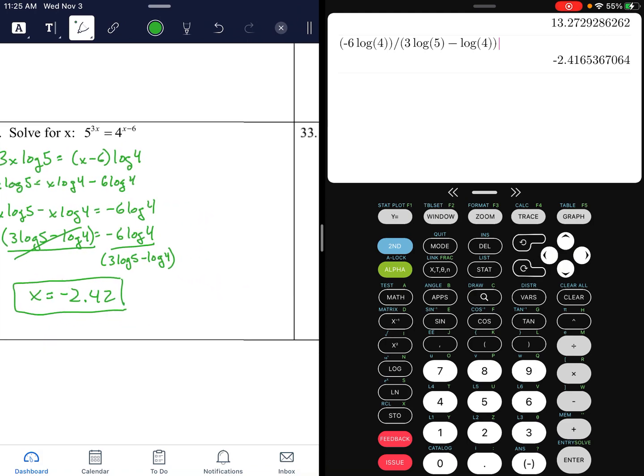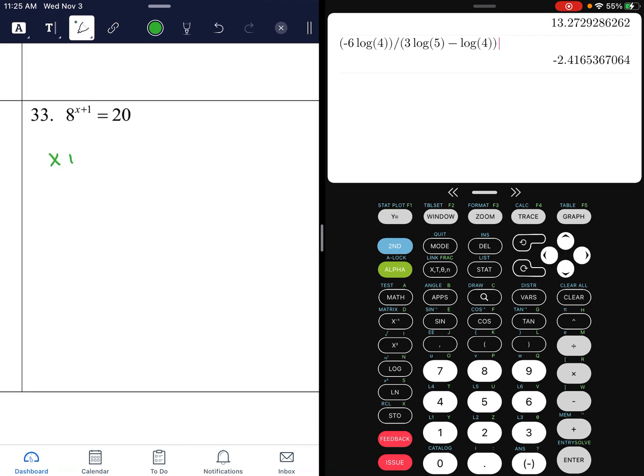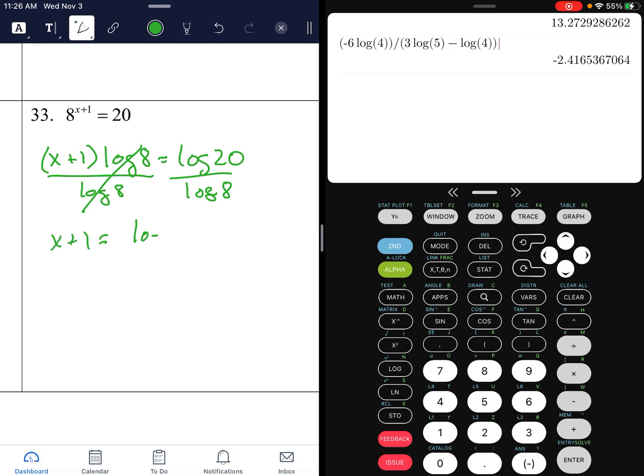One more. So again, we're going to have x plus 1 in parentheses, log of 8 equals the log of 20. Now this one you can do a little bit of an easier way. You don't have to distribute the log to both terms because there's only one x. So what I'm going to do here is divide both sides by log of 8 first. Those two go away. Then I have x plus 1 equals log of 20 over log of 8. And I'm going to subtract 1.